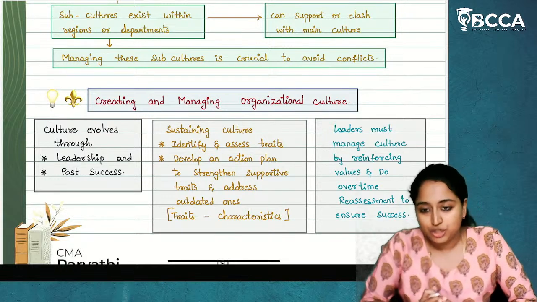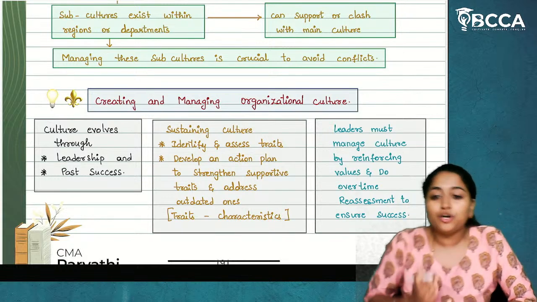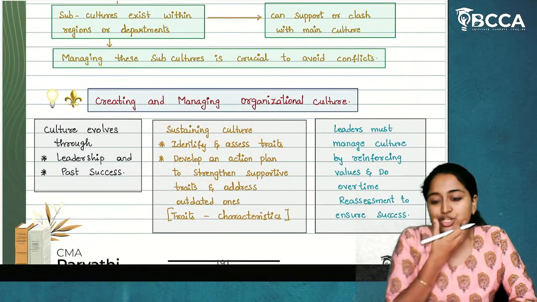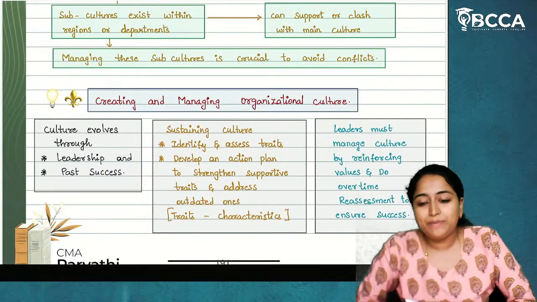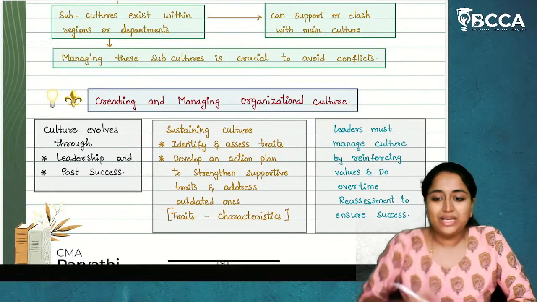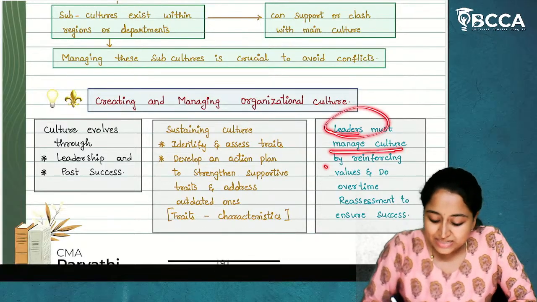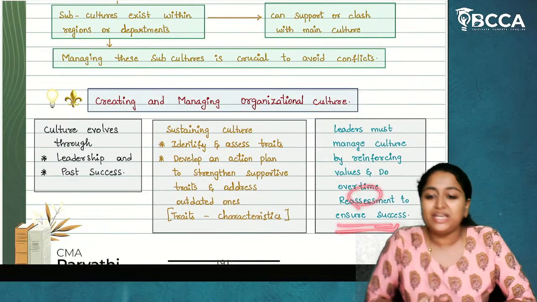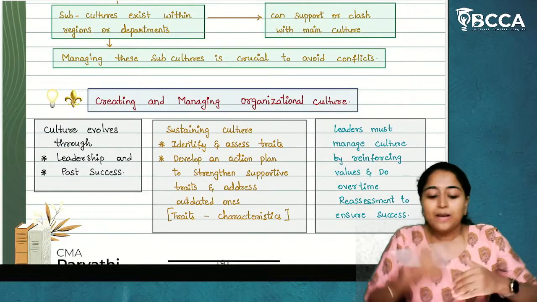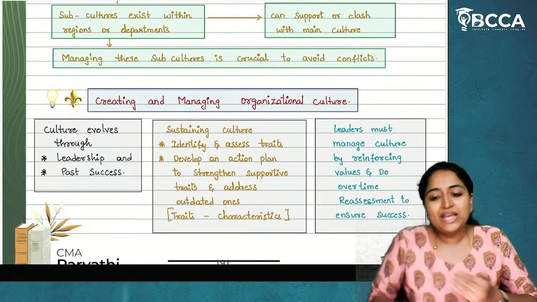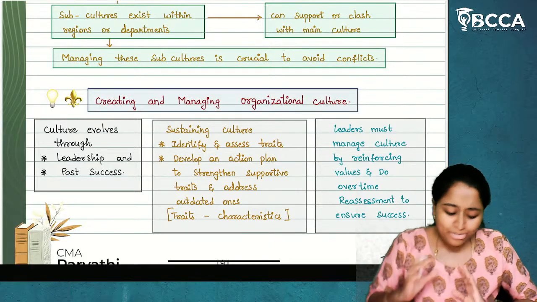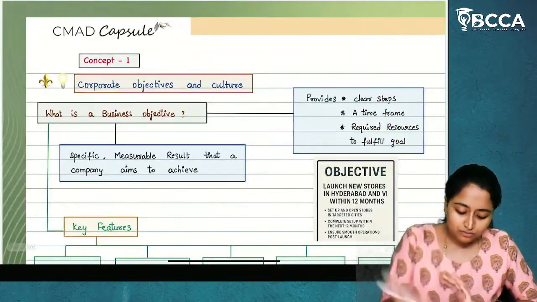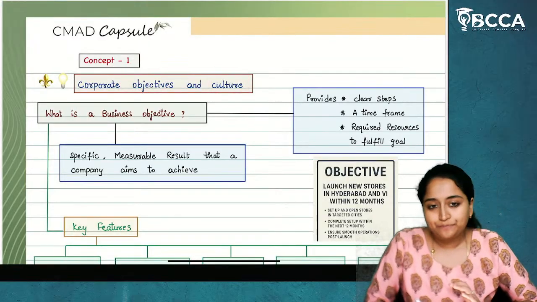Characteristics of your organization. So, you will first understand your organization. Based on the organization characteristics, you will make the action plan, on how this culture should be developed and maintained. Based on that, you will do the analysis. Then, leaders must manage culture by reinforcing values and do over-time reassessment to ensure success. This is not a one-time process, but each and every time you have to reassess the culture. I hope it's clear. So this is regarding the organization, corporate objectives and culture.